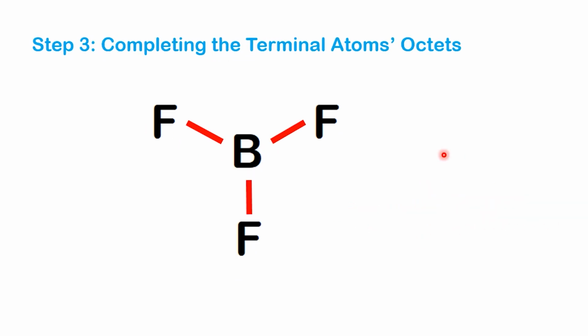The next step is to complete the octets of the terminal atoms, which are the 3 fluorines. Each fluorine already shares 2 electrons in its bond with boron, so we need to place 6 more electrons as 3 lone pairs around each fluorine. Placing 6 electrons on each fluorine uses all 18 remaining electrons. Now, each fluorine atom has a complete octet, 8 electrons total.